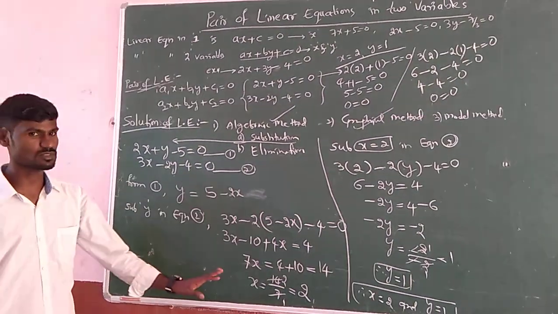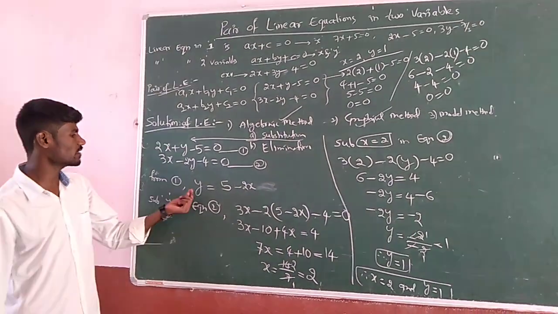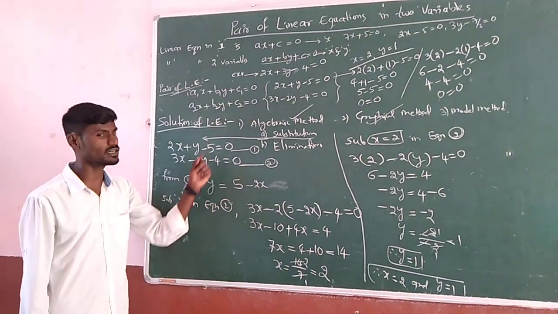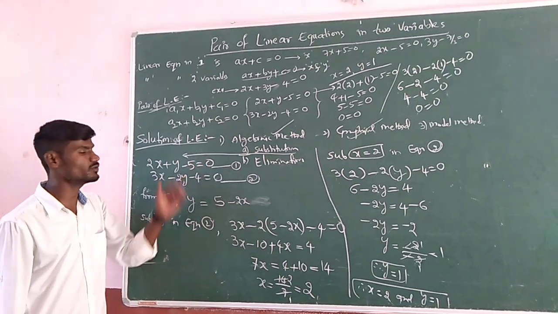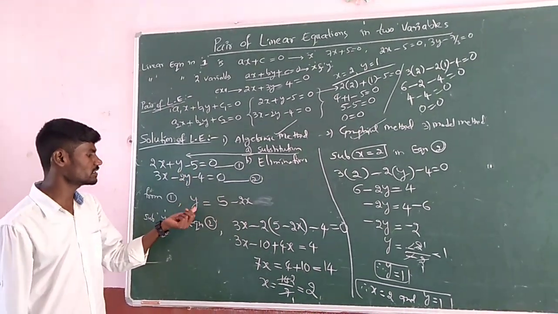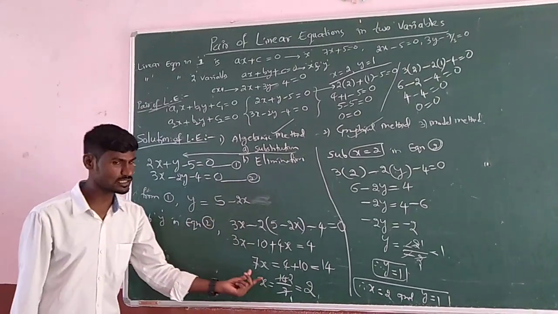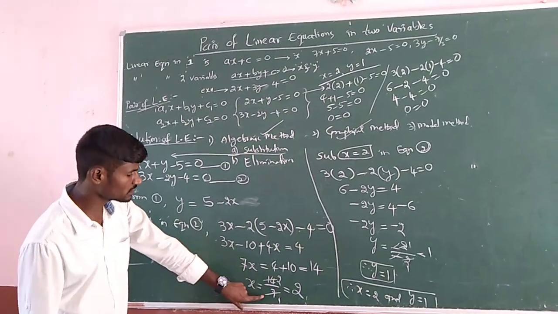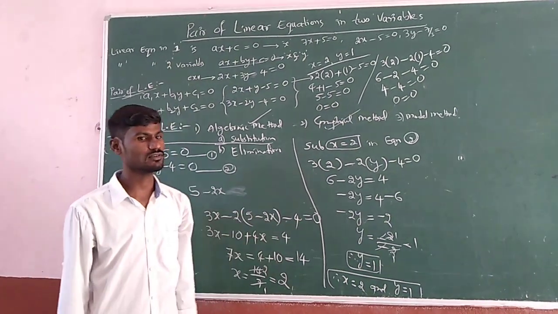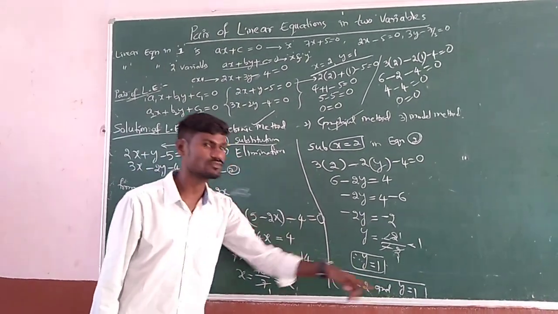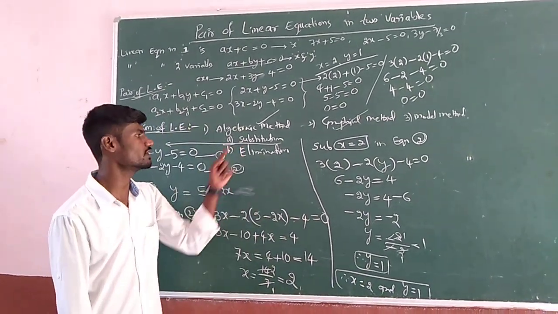By the method of substitution, what are the steps involved? Express one variable in terms of the other variable from any one of the equations. Then write that value in the other equation than the one it was obtained from. Here it is obtained from 1, then substitute it in 2. Then it will convert into a single variable. After getting that single variable's value, substitute it in any one of the equations to get the other variable's value. After that you will get the solution for x and y. This is the method of substitution.